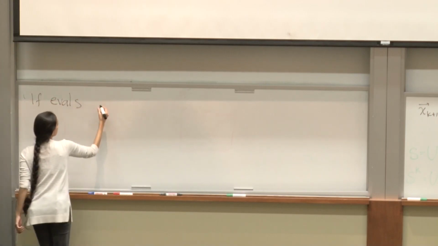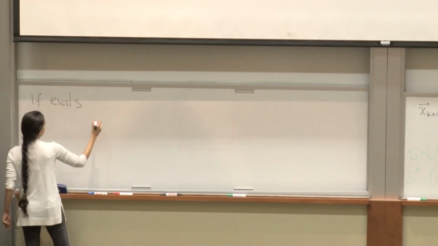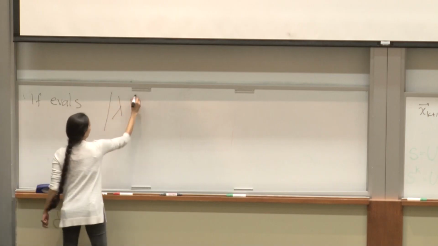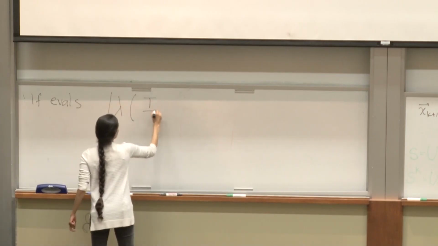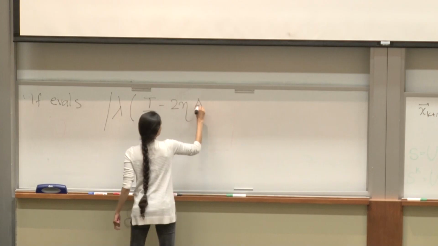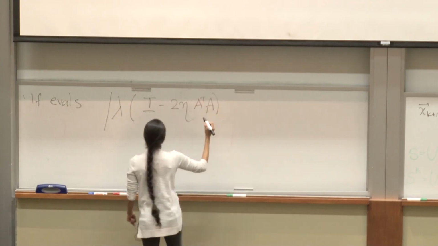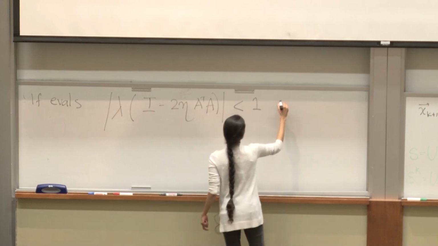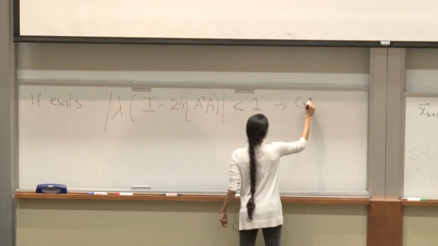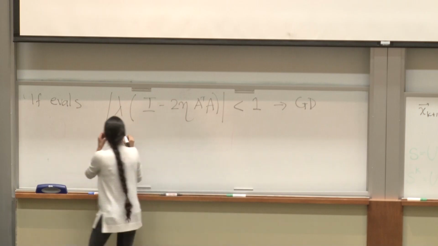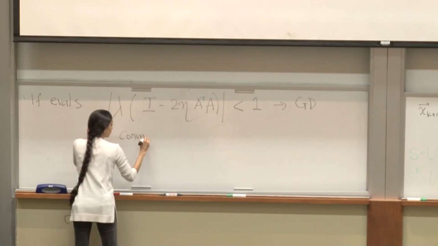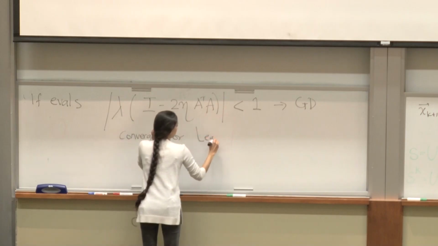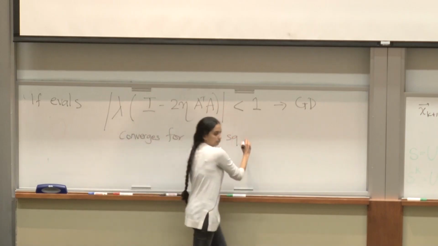So if the absolute value of the eigenvalues of I minus 2 eta A transpose A are strictly less than 1, then gradient descent converges for least squares.